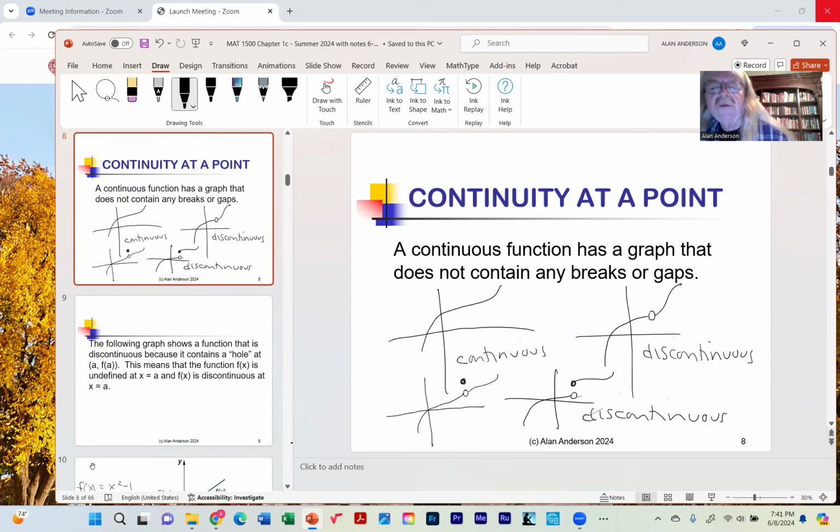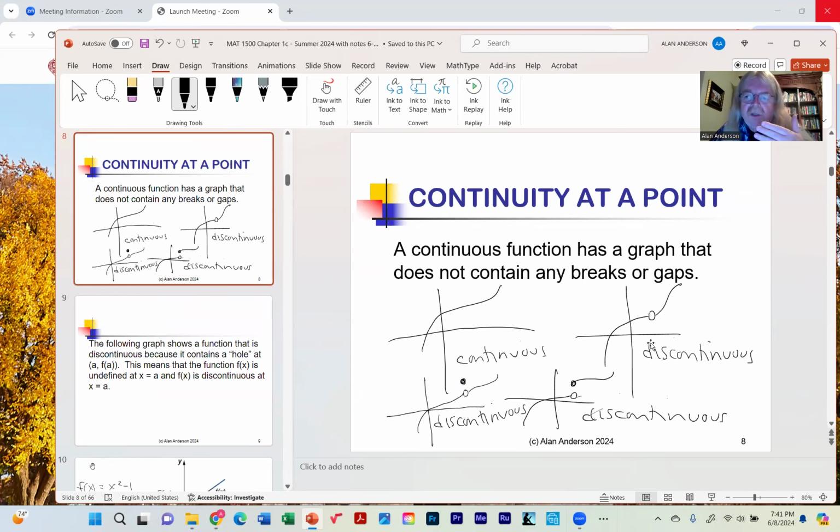That would be another way in which we can have a discontinuous function. All right, so yes, that covers them all. The first one is continuous. The other three are discontinuous in three different ways.